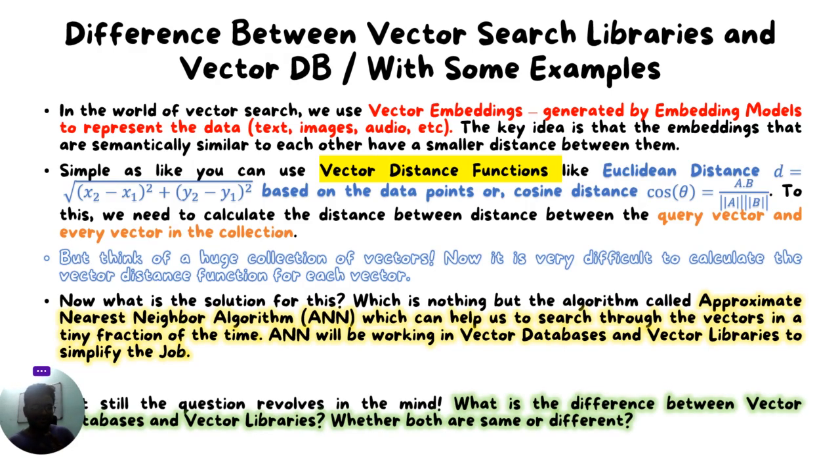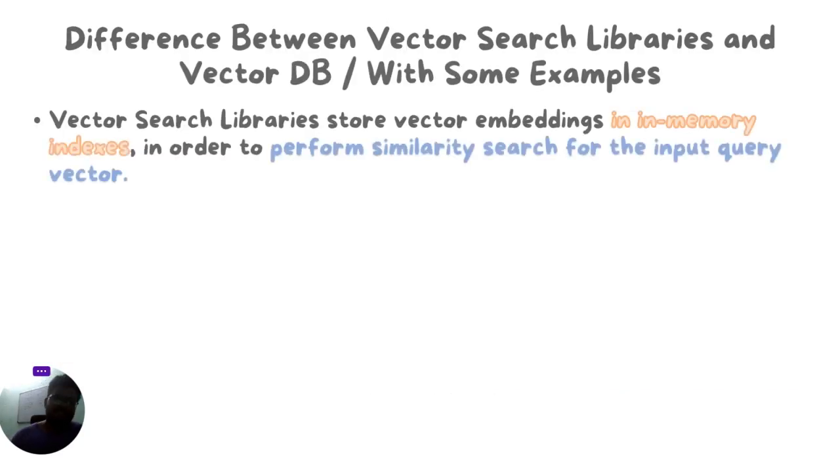Now, the question has still not been resolved, right? Why? Because everything is okay: you have said why we need to convert the chunks of documents into vector embeddings, but you haven't come to a conclusion. What's the difference between the vector search libraries and VectorDB? Whether they are the same or different? I'll answer the question in the next slide.